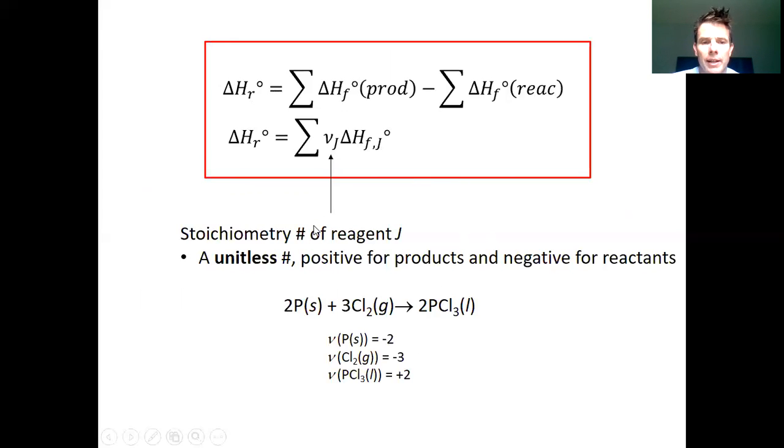You may or may not remember from your Gen Chem, but stoichiometry numbers are unitless numbers. They have no units. And by convention, they are positive for products and negative for reactants. So to give you one example, phosphorus here is a reactant, so it is negative, and the stoichiometry number is -2. Chlorine is a reactant, stoichiometry number is -3. PCl3 is a product, stoichiometry number is +2. With that notation, you can calculate delta H of reaction for any reaction that you want using formation reactions.